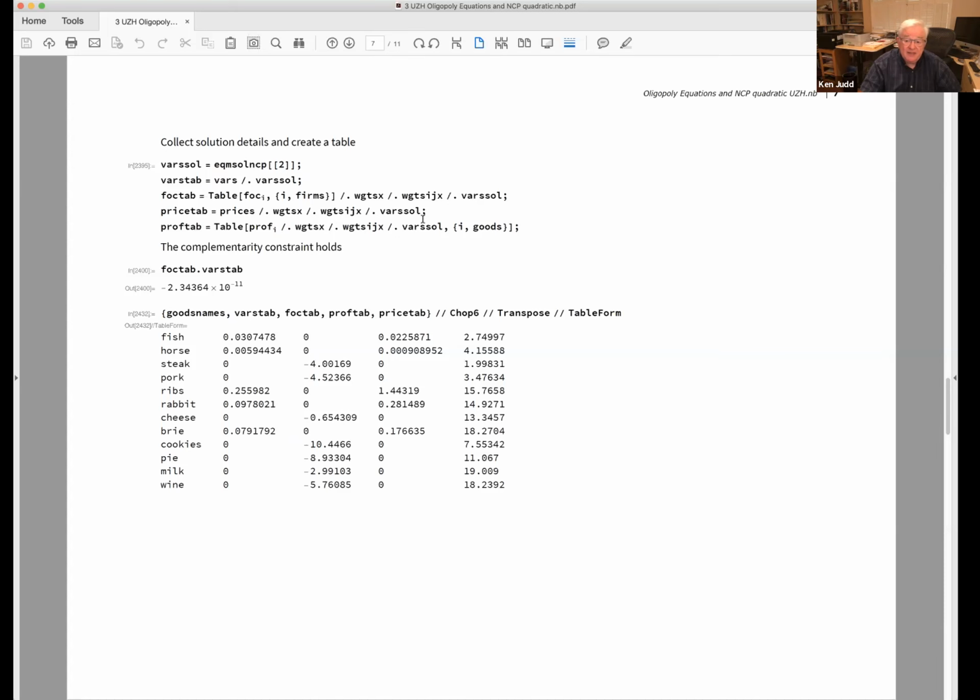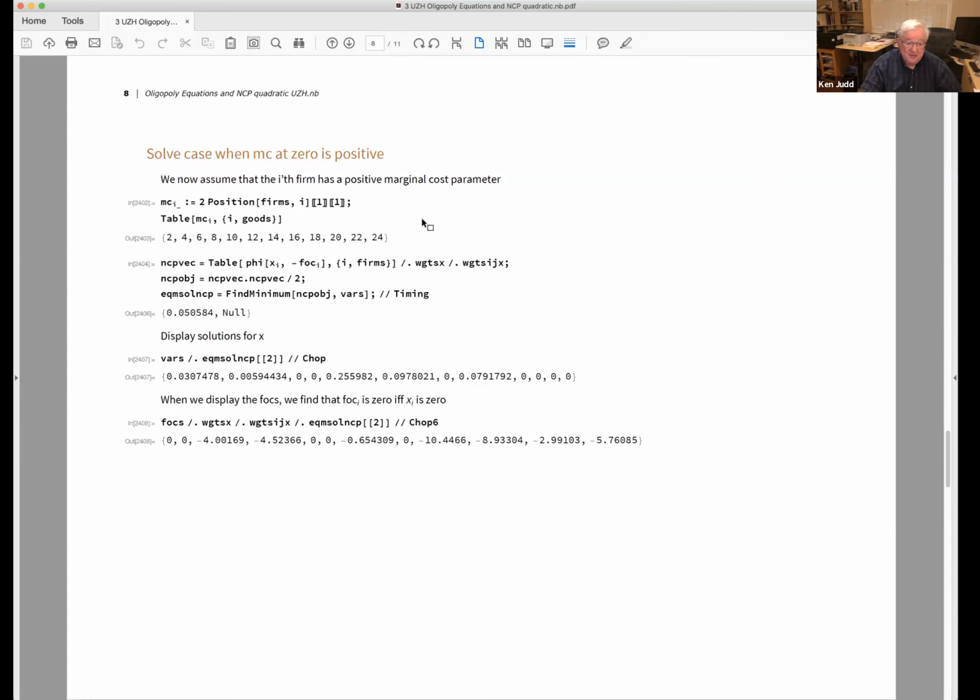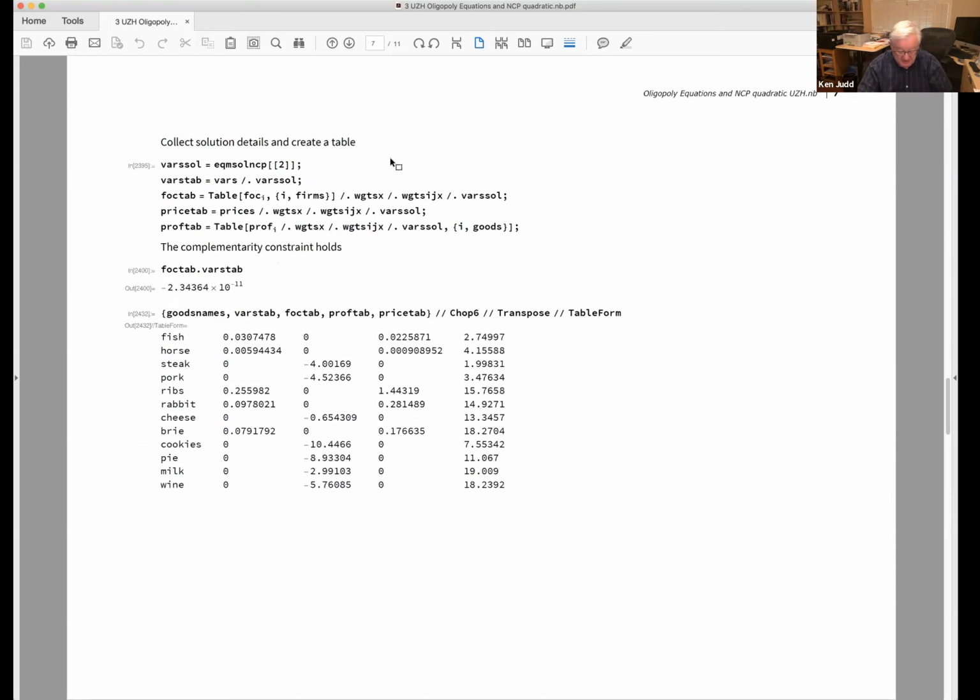Okay, this slide is not supposed to appear there. Now we're going to put in, in fact, let me just deal with it.